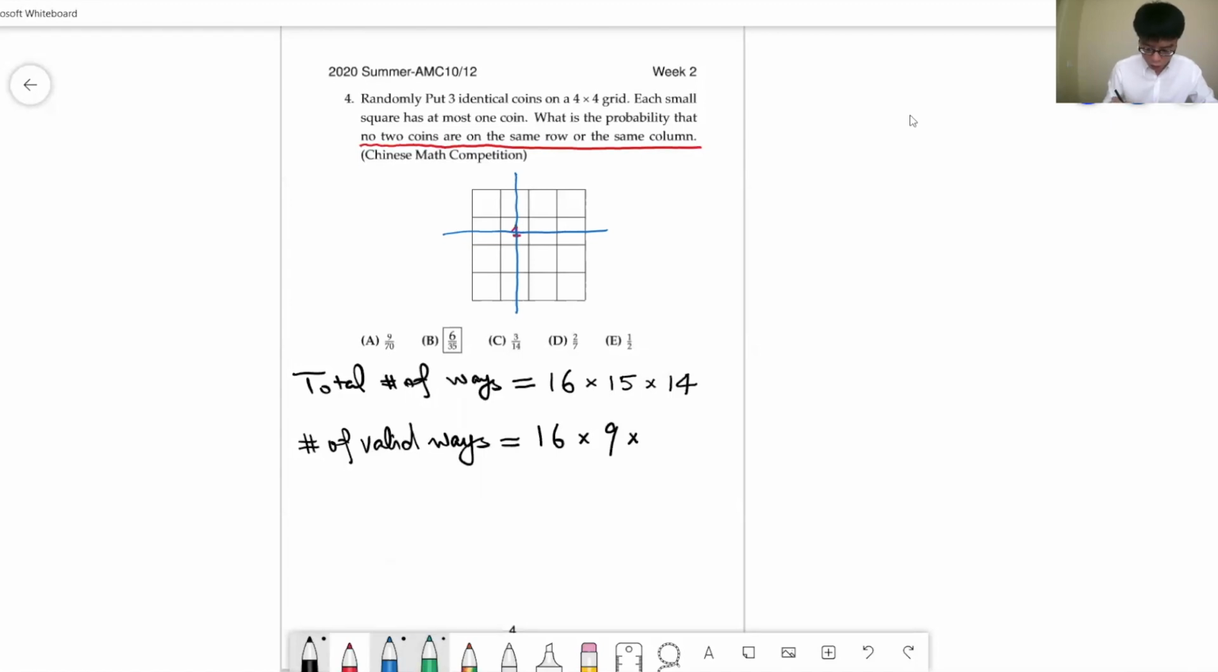And then suppose I put the second coin here. Same, we should remove this row and this column. So let me remove this row and this column. And then we have only 4 empty squares remaining. So for the third coin, there are 4 choices. So this is the total number of valid ways to put these 3 coins. And then let's calculate the probability. The probability is the number of valid ways divided by the total number of ways.